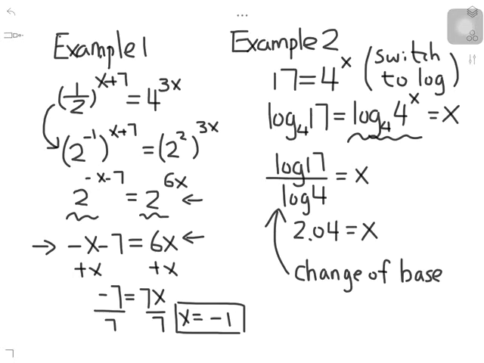So I take the logarithm, log base 4 of 17, on both sides. Log base 4 of 4 to the x. In the second step, I write it out to give you the full picture so that you see it's going to be x. Then on the left-hand side, log 17 over log 4, using the change of base formula, equals x. Then use your calculator: log 17 divided by log 4 gives you 2.04. So our answer for example number 2 is x equals 2.04.